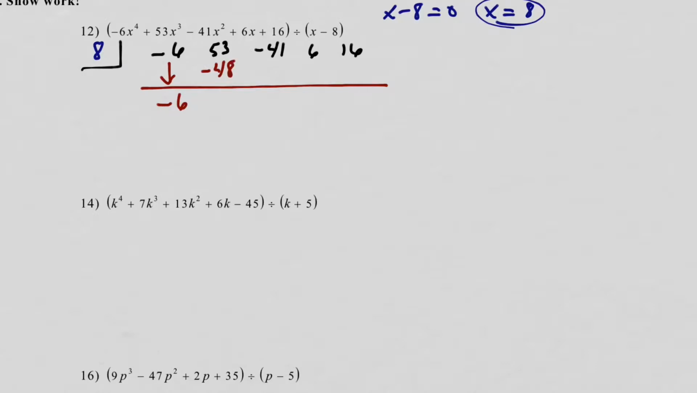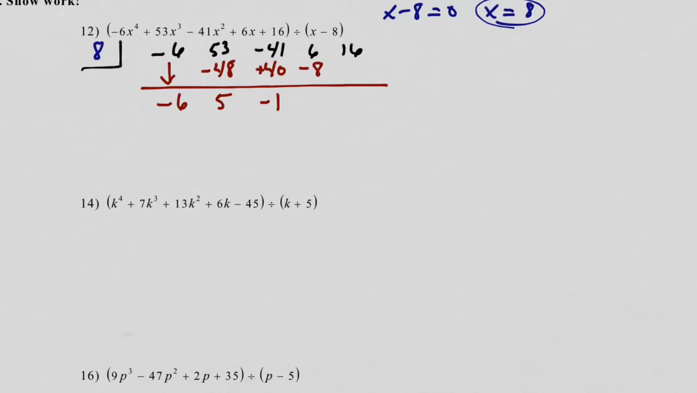We add, or in this case, it's going to be a subtraction straight down. 53 plus -48, or 53 minus 48, is a +5. You then take 5, and you're going to multiply it to 8, and then that answer goes here. So this would be a 40. -41 plus 40, because that's positive, that's -1. Now multiply -1 to the box, or -1 times 8 is going to give you -8.